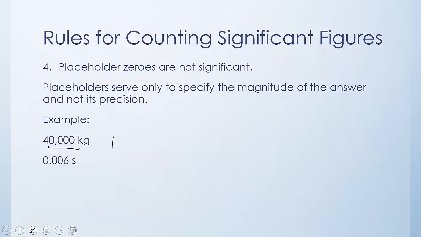Next, 0.006 seconds. These zeros here serve only to specify the size of the measurement. They don't add to its precision. So there's only 1 significant decimal place here. This 100 meters here, only this 1 is significant. Those zeros are not. So you end up with 1 significant figure.